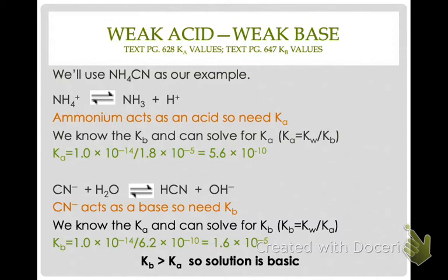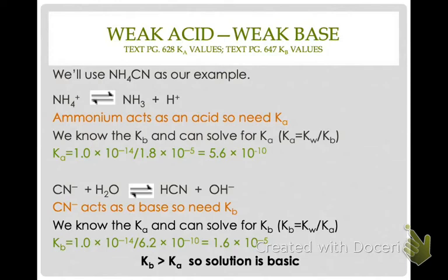But in our textbook, we're not given a Ka value, we're actually given a Kb value for ammonia. So we can solve for Ka by using the Kw and dividing by Kb. In your textbook, you're going to notice that the Kb value is 1.8 times 10 to the negative fifth.